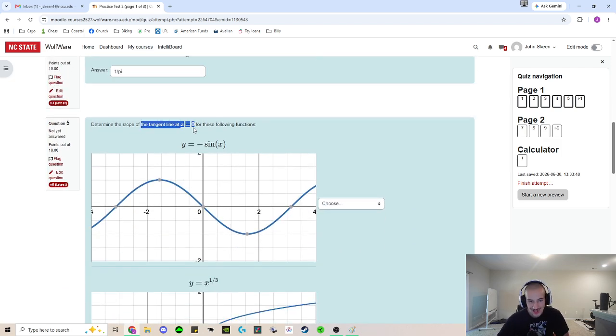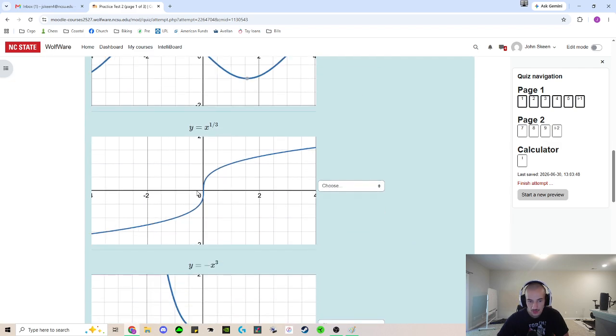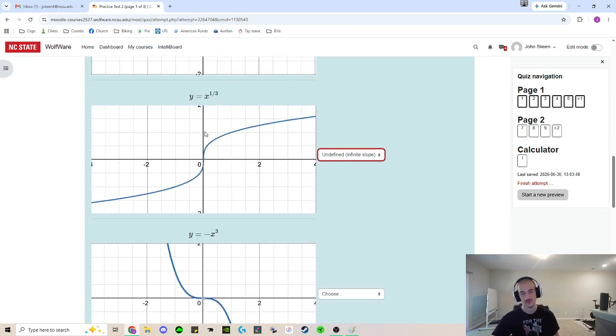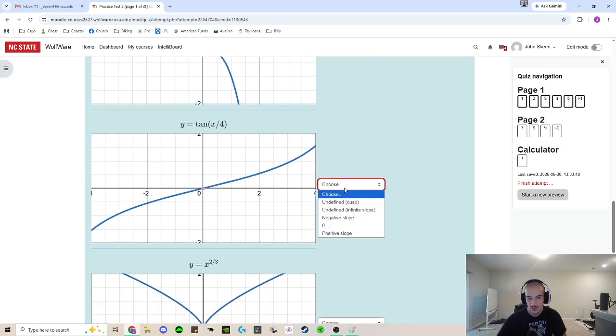Determine the slope of the tangent line at x equals 0 for all of these guys. So we've got pictures. We don't even need to do any of this, right? So what is the slope at 0? This guy's going to be negative, of course. What is the slope here? This is going to be undefined, and it's infinite. Super high here. Infinite just means that it actually points up, right? So here our slope is going to be 0 because we're at a flat point. Here our slope is positive. You can see it's going up a little bit.